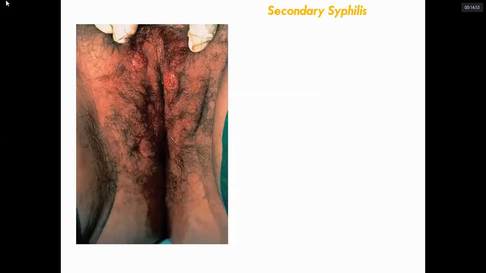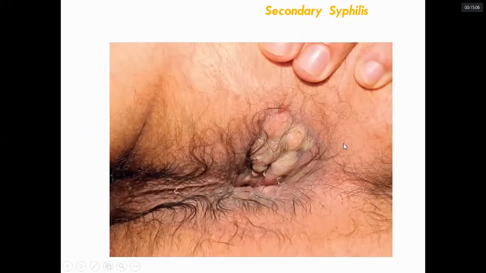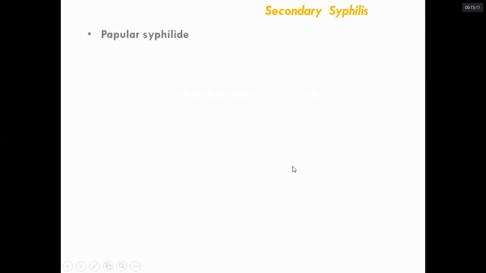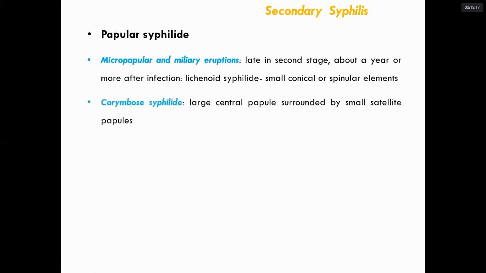These are the condyloma lata, hypertrophied, moist papules. These are also condyloma lata. Over the perianal surface, condyloma lata over the perianal surface. And there can be micropapular lesions also. There can be corymbose lesions. Corymbose means with a large central papule which is surrounded by small satellite papules.